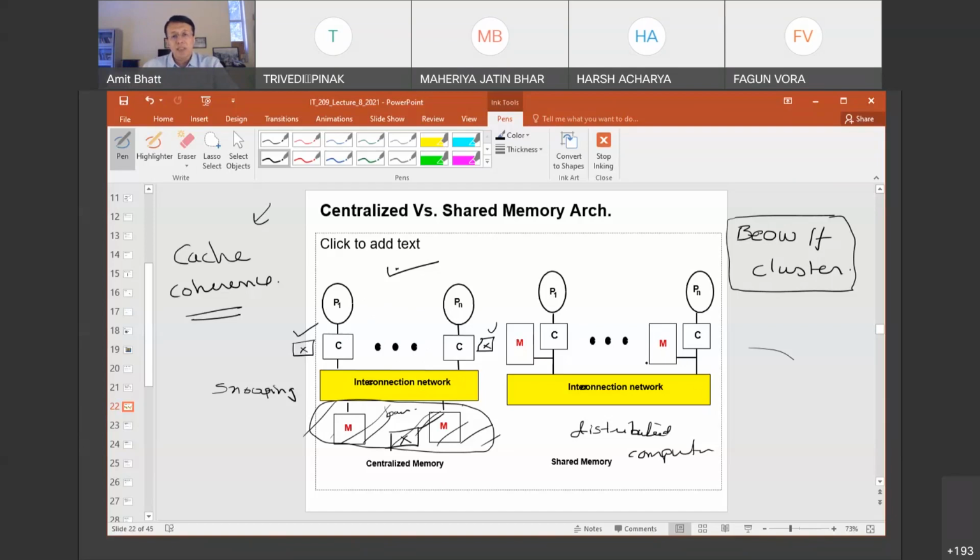So that is about it. The reason you can keep only up to a few dozen processors is that the traffic on this interconnection network will become too much if there are too many processors, because every time some block is changed, they have to put the word on the interconnect network. And then, apart from this, there is also traffic coming from main memory going to various caches. So because of that, the limiting factor for this centralized memory processor is the interconnect network.